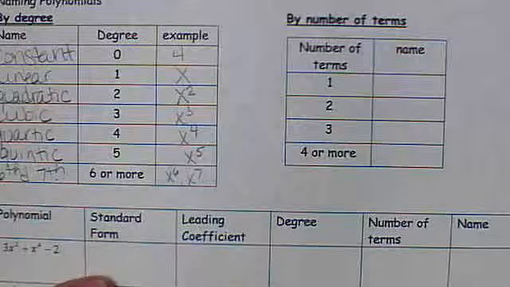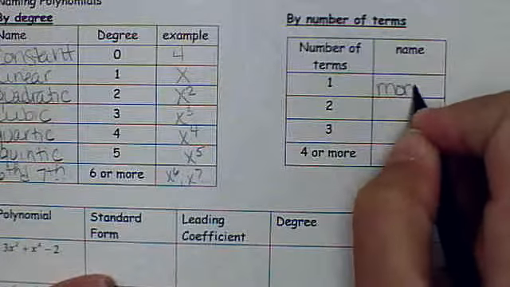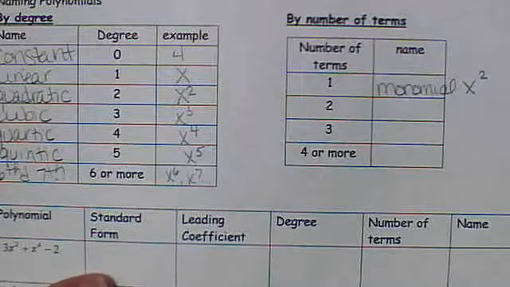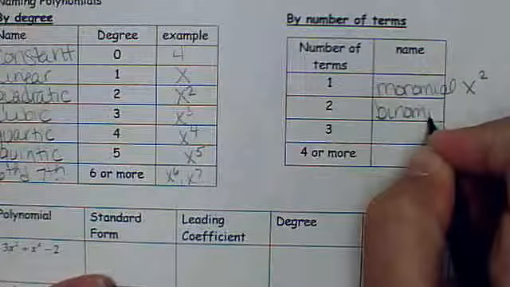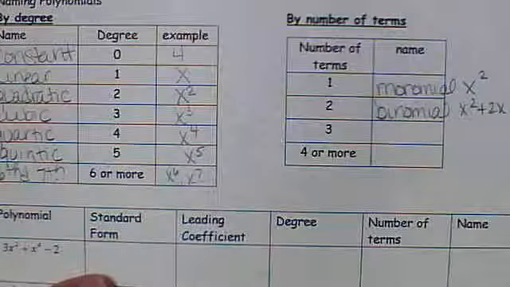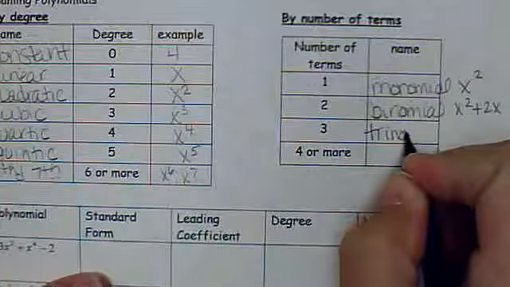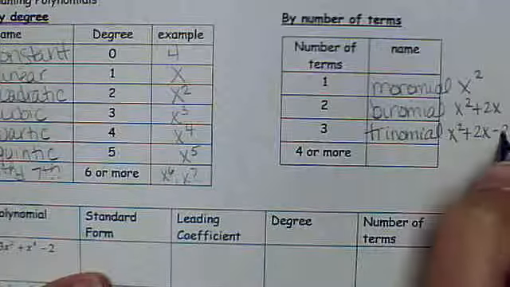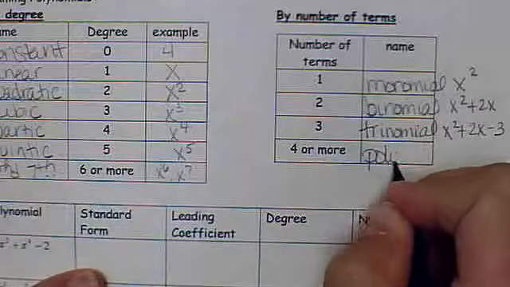We also name polynomials based on the number of terms. When there's one term, it's a monomial, like x squared. 2 terms is a binomial, like x squared plus 2x. 3 terms is a trinomial, like x squared plus 2x minus 3. 4 or more terms is called a polynomial.